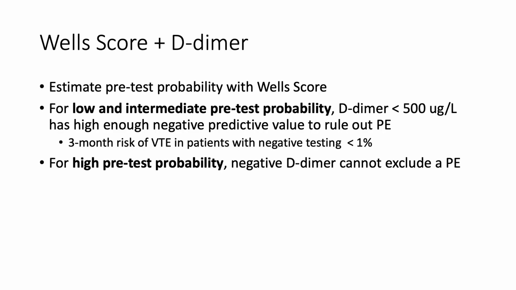Now you can use the Wells score and the D-dimer to rule out the diagnosis of pulmonary embolism for patients with low and intermediate pretest probability. So if they're in that low to intermediate range and they have a D-dimer less than 500, that has a good enough negative predictive value to rule out a PE, meaning in the studies where they validated this, those patients had less than 1% risk of a PE in 3 months. If they have a high pretest probability, then a negative D-dimer does not help you exclude a pulmonary embolism.